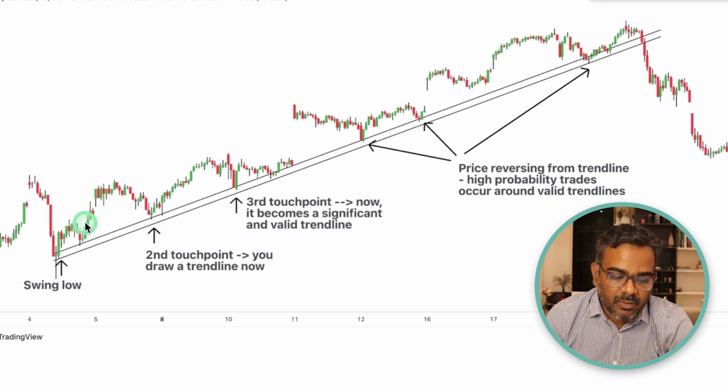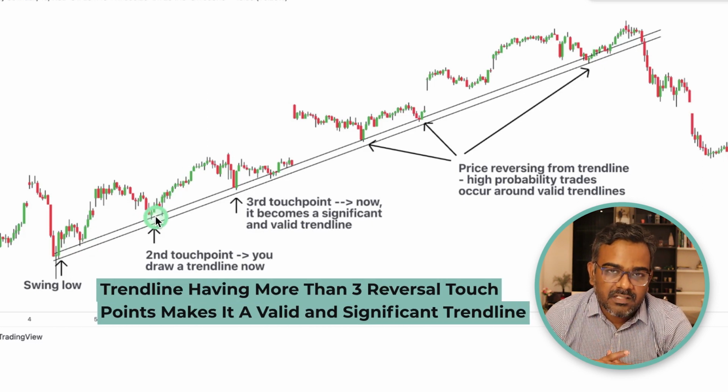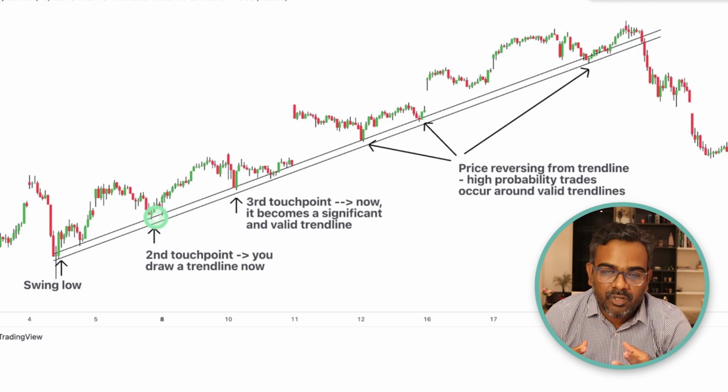Now this high was crossed, and this high, the stock went higher, then it came again and retraced to this trend line. Now remember, this first touch point is already there, the second touch point is there, and you have the third touch point now. Now this price has reversed 3 times, so 1, 2, and 3. The moment you have 3 touch points in a trend line, that trend line becomes a valid and a very significant trend line, or very important trend line.